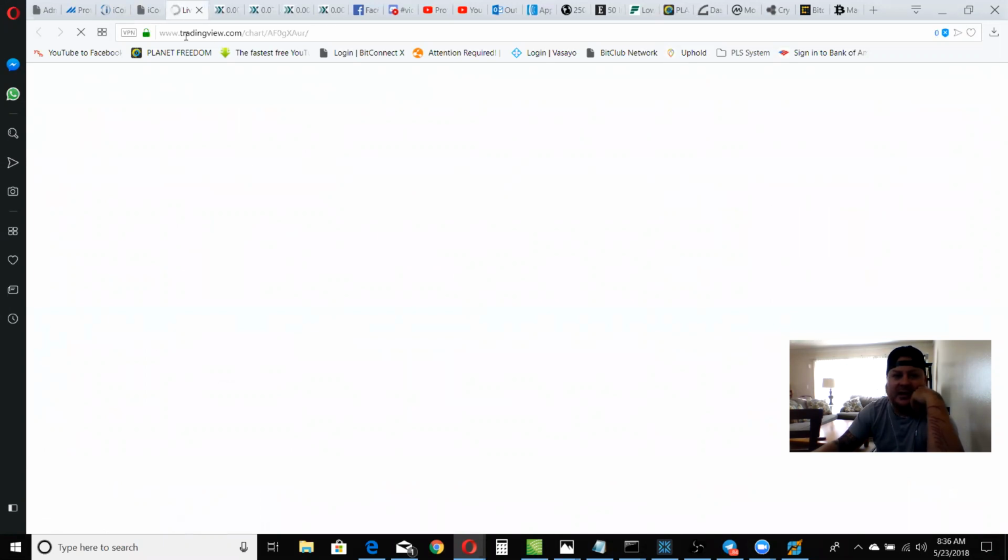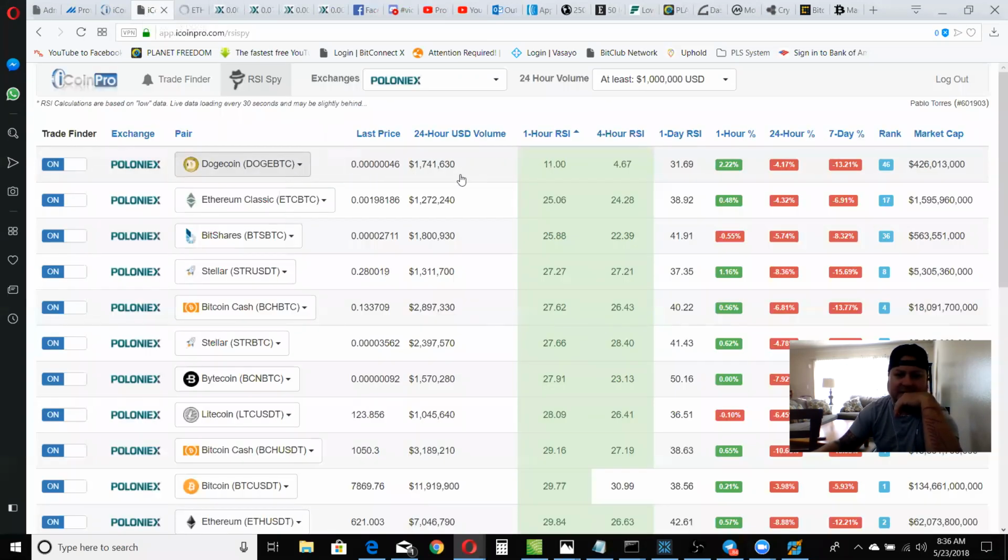Because I think yesterday, if I'm not mistaken, I looked at Dogecoin. This was still here in the alerts. It's called RSI SPY, but this was here in the alerts. And I want to say it was like minus 20 something, but I don't know. I just left it alone. What we got?